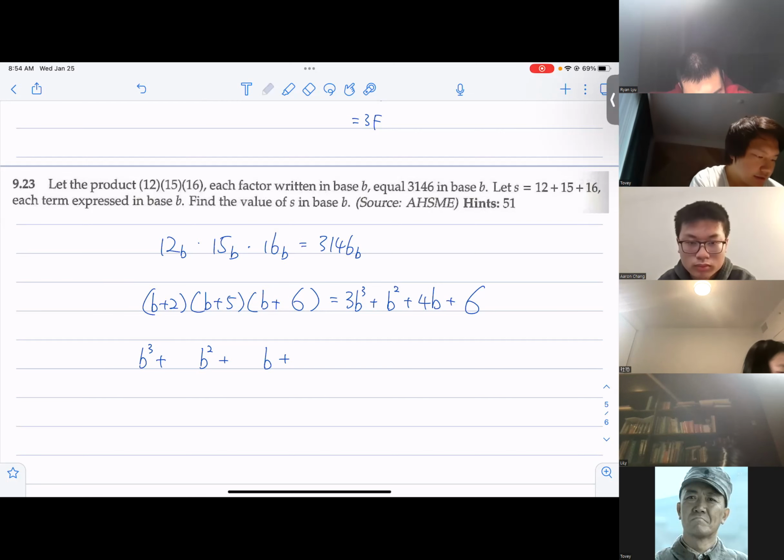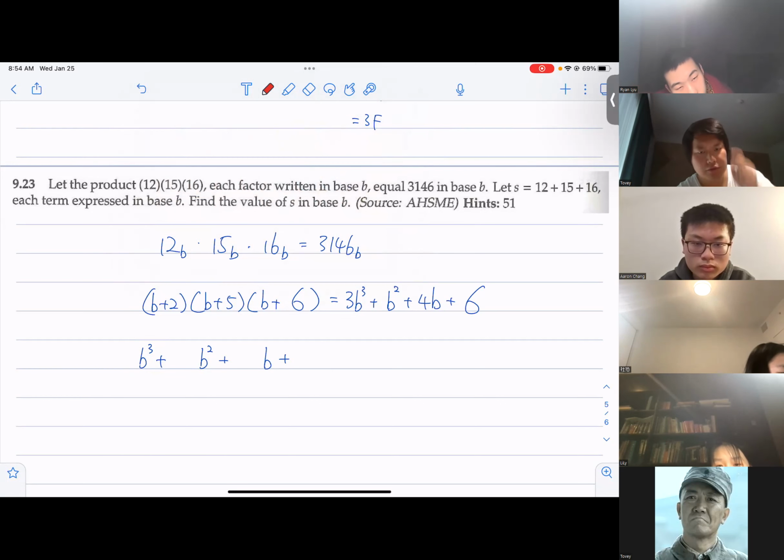How do we do that? To figure out the coefficient of b cubed, that's very easy here. You're just going to do b times b times b, right? And none of them have any coefficient other than 1, so that's just a 1 here. That's very easy. But what about b squared?